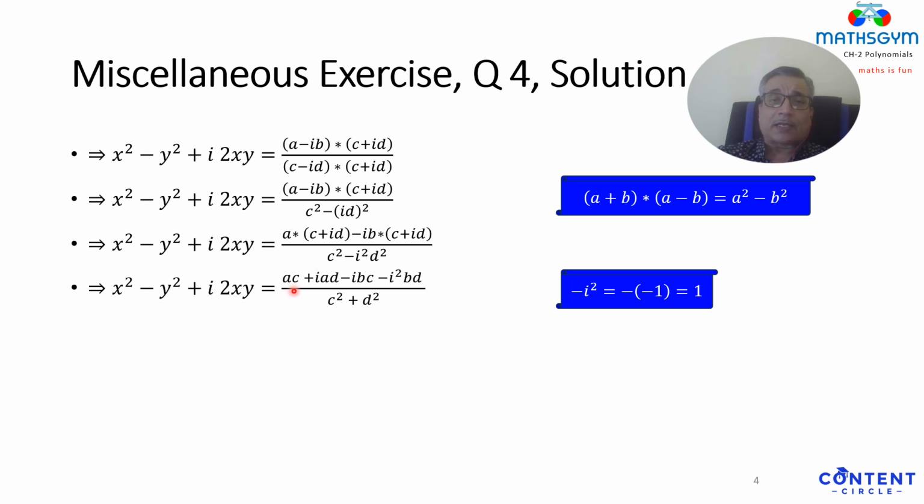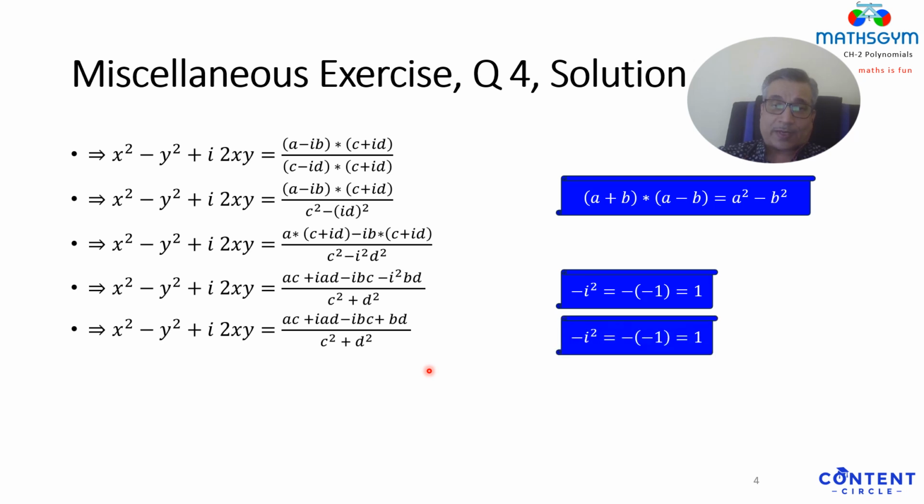Numerator, when we open up the bracket, it is ac plus iad minus ibc minus i square bd. And again, in the next step, you will see that this minus i square can be written as plus 1, because minus of minus 1 will become plus 1. So x square minus y square plus i times 2xy is equal to (ac plus iad minus ibc plus bd) upon (c square plus d square).